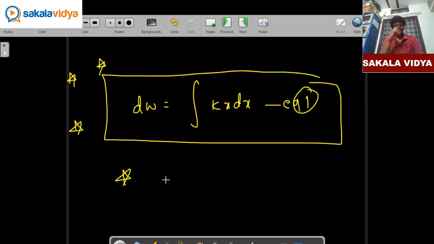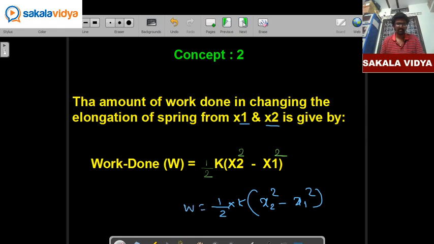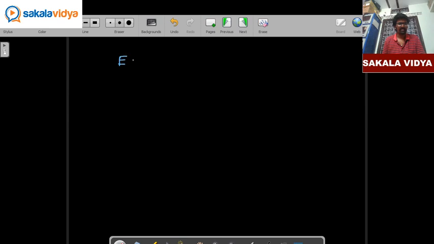Now let us go back to our concept number 2. The amount of work done in changing the elongation of a spring from x1 to x2 is given by work done is equal to half into k into x2 square minus x1 square. So how to find this work done formula? By using our equation 1. So what is our equation 1? Work done is equal to integration of kx dx. This is our equation 1.